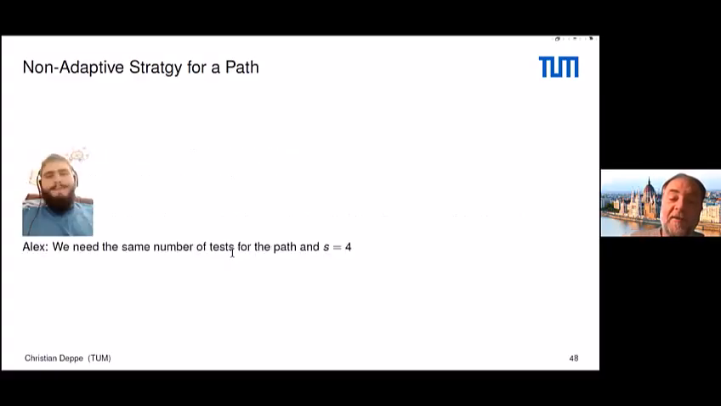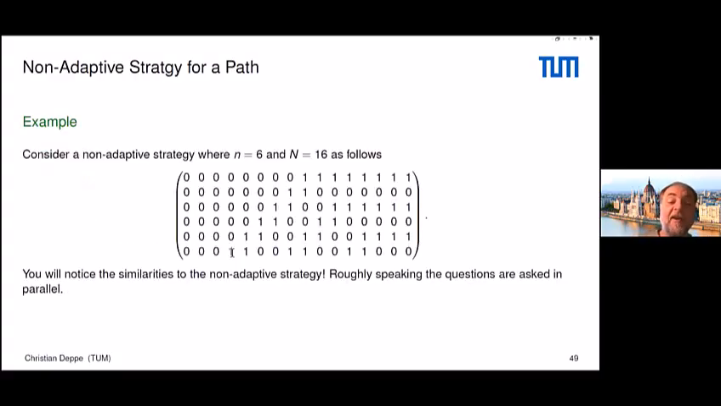It was somewhat surprising because Alex then came up with a solution, and he said we need the same number of tests for s equal 4. And how can we do this? His idea is, again, we take our example for n equal 16 with a path. So you see this matrix here. Now it's a little bit different. This line here shows the possible positions. So these are the n positions: position 1, position 2, until position 16.